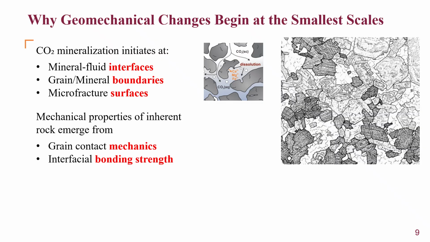Now, the rock properties of mafic and ultramafic rocks come from the grain contact mechanism, that's the interlocking, and how the grain to grain contacts are. It also comes from the interfacial bonding or the strength of the minerals that are interlocking. So as CO2 mineralization proceeds and dissolution occurs, these bonds are weakening and microfractures are being exploited by this CO2.